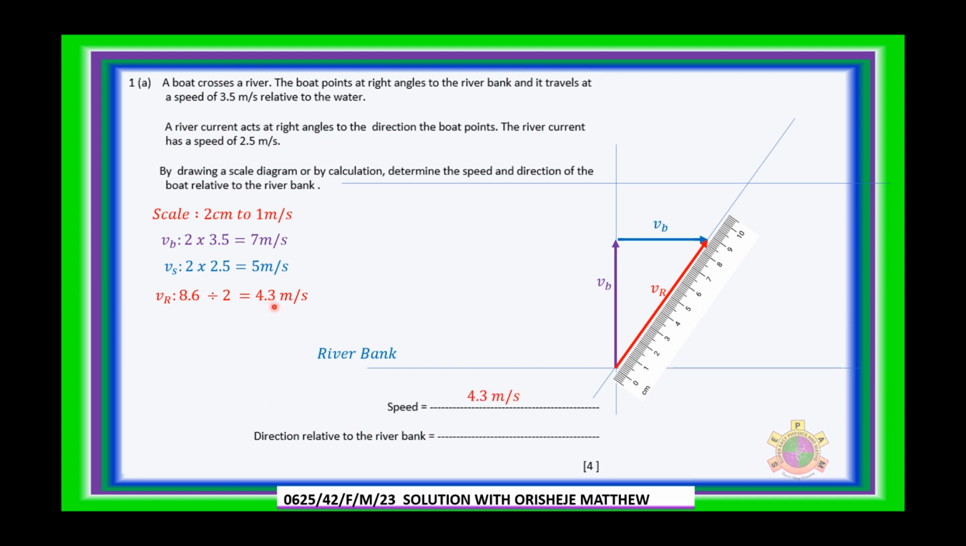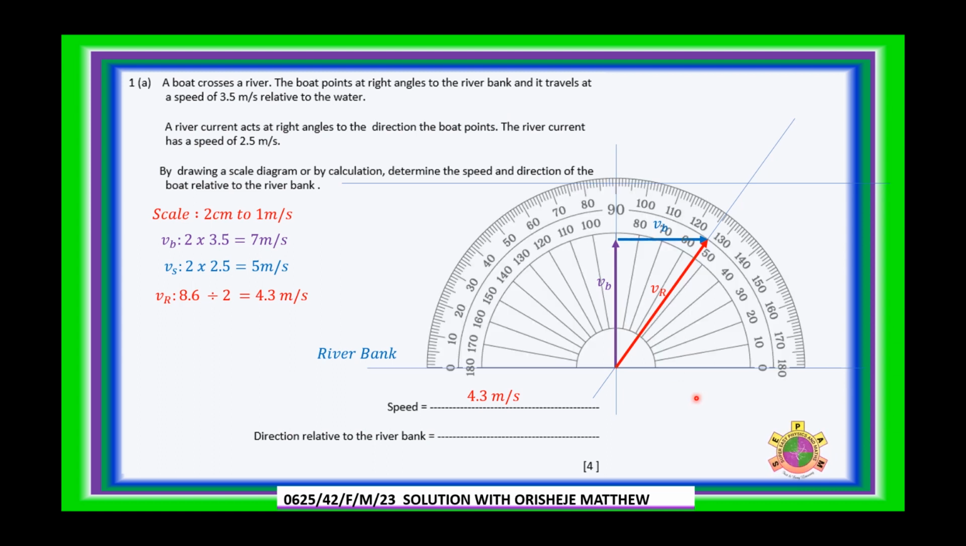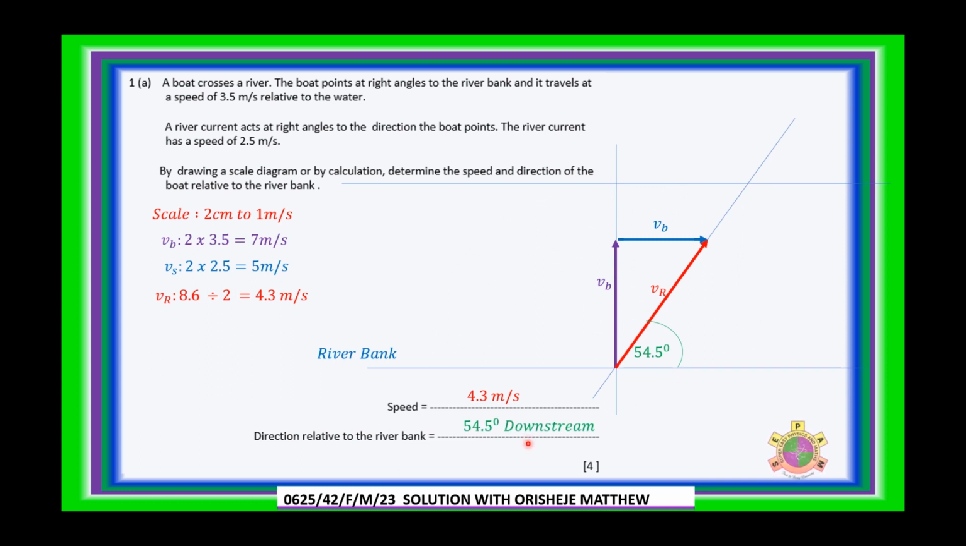The next thing we need to know is the direction of the relative velocity relative to the river bank, that is to this point. So what is the direction? With a protractor we can measure that. If you look at that, that is about 50. So this is 50, 51, 52, 53, 54. So the angle is about 54.5. So that gives about 54.5 degrees downstream. So that is it. With this, we have finished this question here.